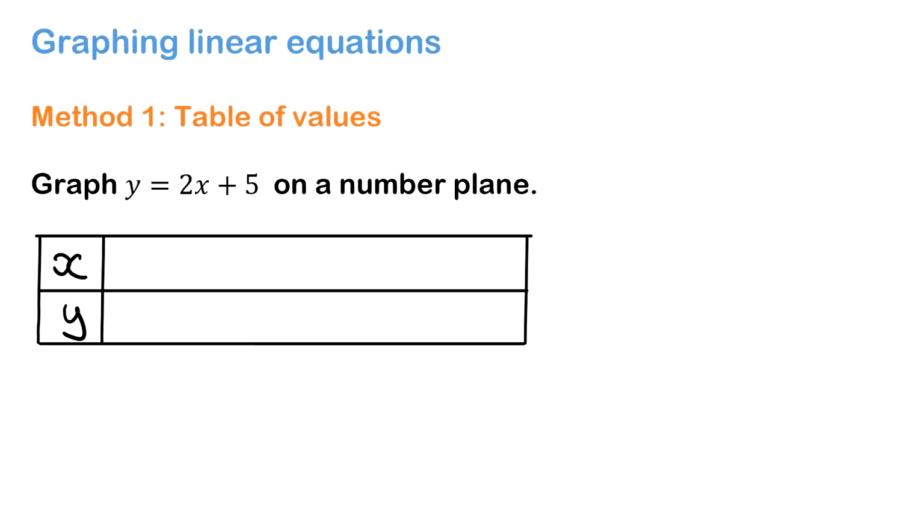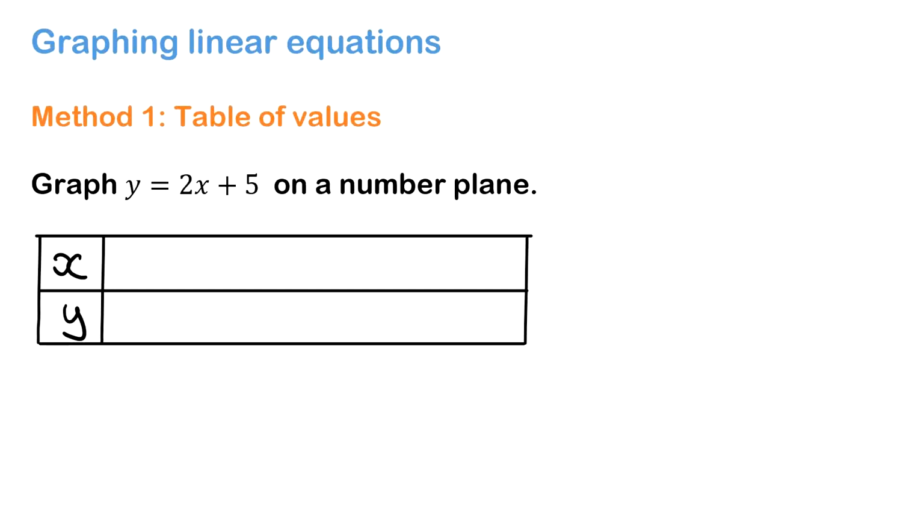In this video, we're looking at graphing linear equations. There are two methods we're going to look at. The first one is your foundational method, and we call that the table of values. It works for almost any type of function or equation you're trying to graph. On your screen, you can see we have to graph y equals 2x plus 5 on a number plane.